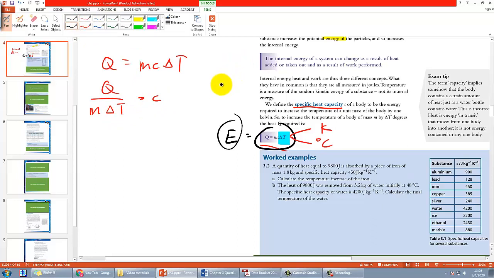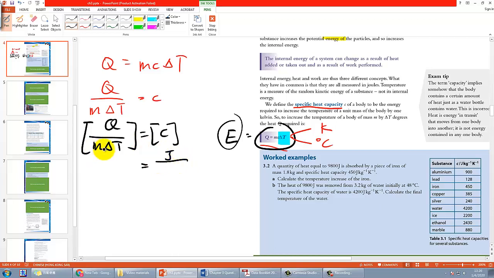Do you know how to do it? Let me try to show you. So to remind you again, if you want to express the unit of something, you can use this bracket, equals units of c, which therefore should equal to energy in joule, mass in kg, and temperature change could be Kelvin or degrees Celsius. So let's just use Kelvin here. So you can use the symbol like this as a unit.